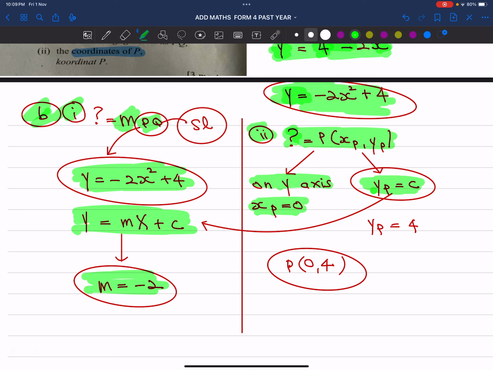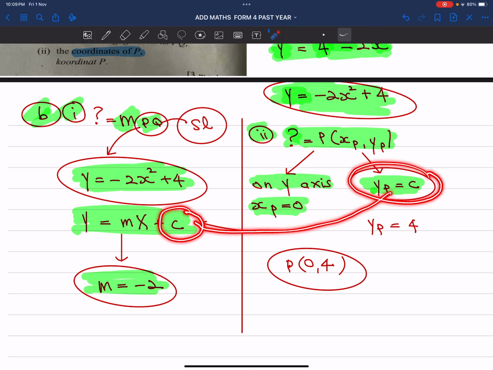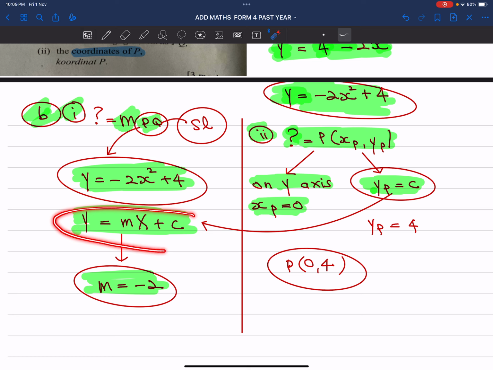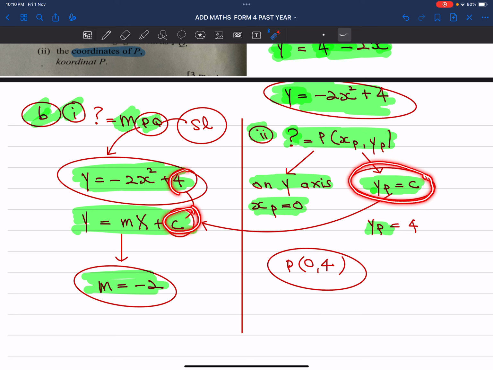So I go to the c. The y coordinate of P is c. And by comparing this equation y equals mx plus c with the above one, we notice that the c is actually 4. You see, by comparing. So now the y coordinate of P, which is c, and c is 4, therefore yp is 4. So our coordinate for P is (0, 4). 0 already established here, xp is 0, yp is 4.